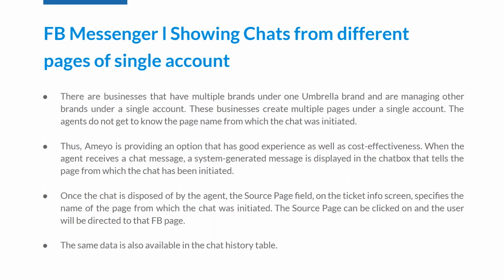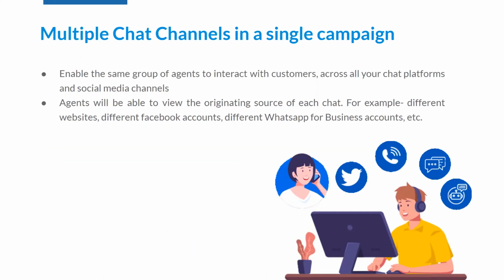So earlier this was not possible, but now with this particular feature enhancement, you can actually see the source page as well on the agent screen, so that you know the origin of the customer and how to handle that particular customer. And of course, this data is also available in the chat history table. Multiple chat channels in a single campaign.